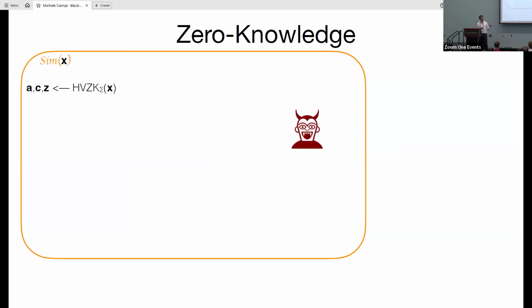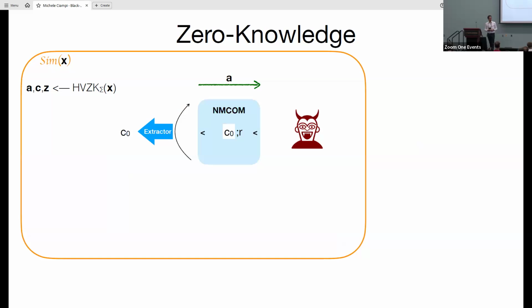So let's see first how the simulator works. The simulator works as you may expect. You generate a simulated transcript for the Sigma protocol, and now you can cheat in the coin tossing because this non-malleable commitment is extractable. So the simulator can rewind the adversary, extract the challenge C0, the message, the share that the adversary is committing to.